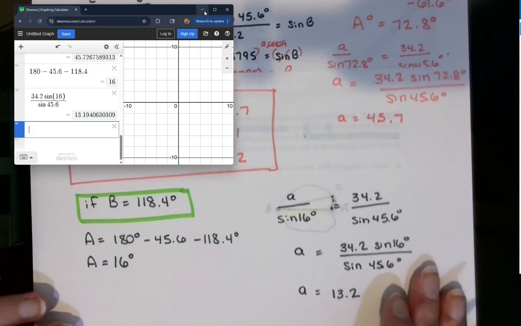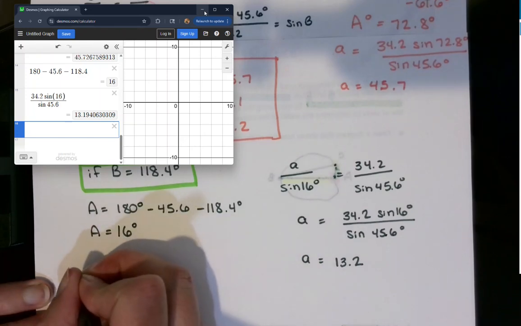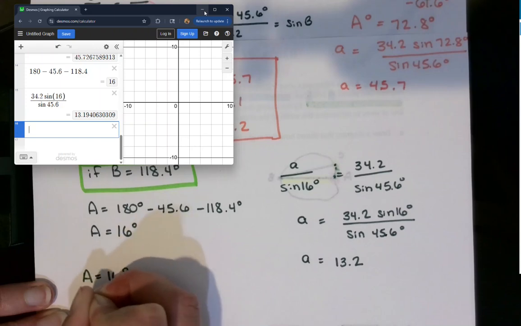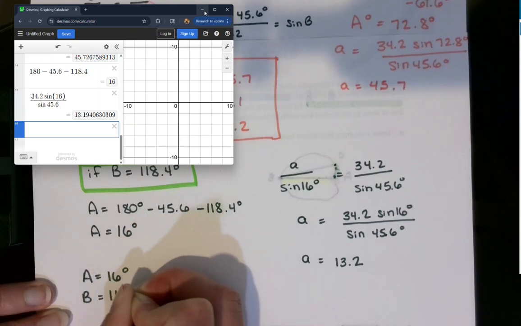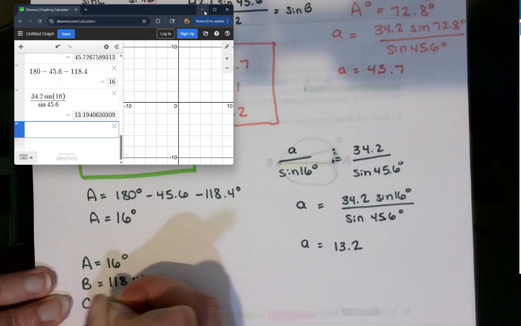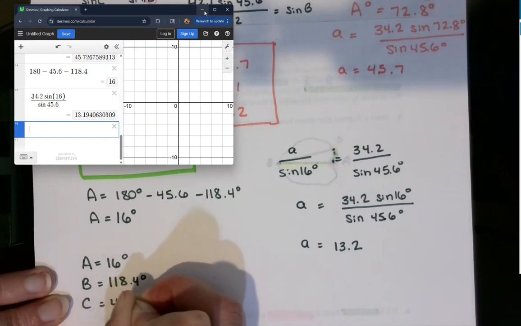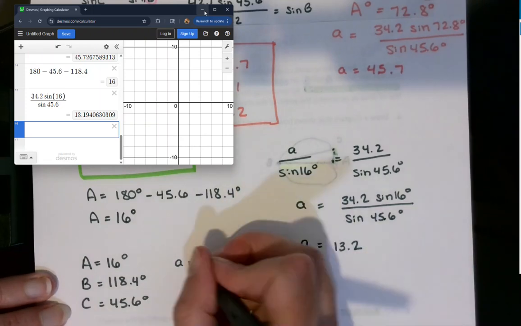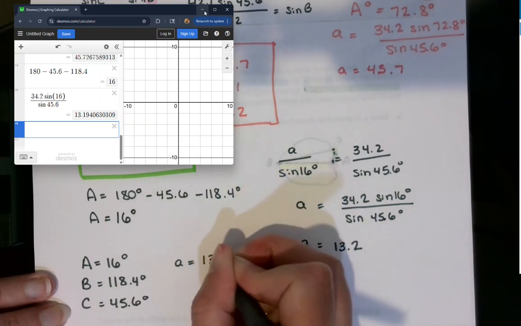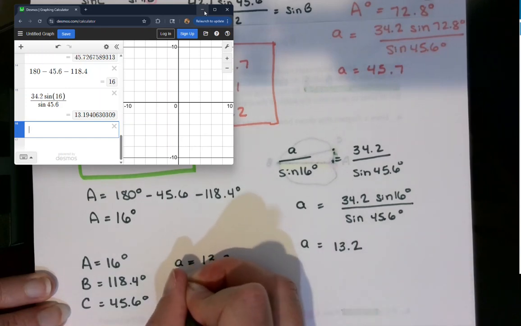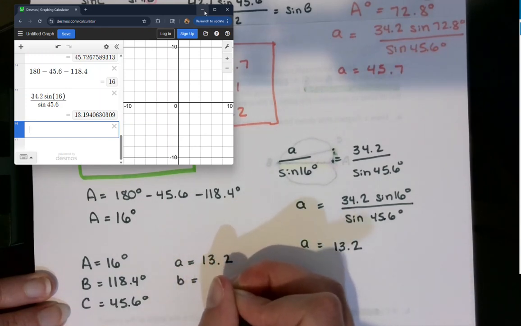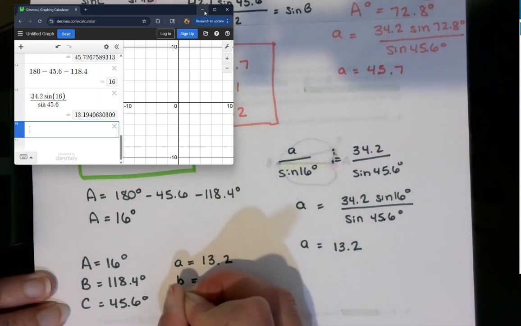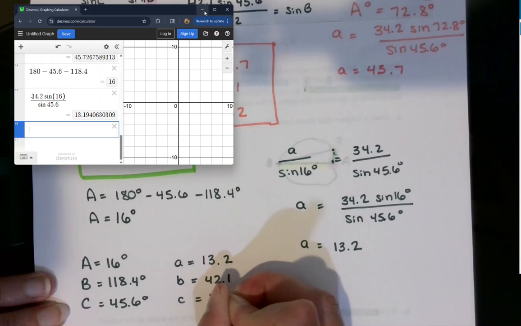So in this version of the solution, we have angle A being 16 degrees, angle B being 118.4 degrees, angle C being the 45.6 degrees we were given. Little a comes out with a length of 13.2. Little b, that one was given to us, 42.1. And little c was given to us as the 34.2.